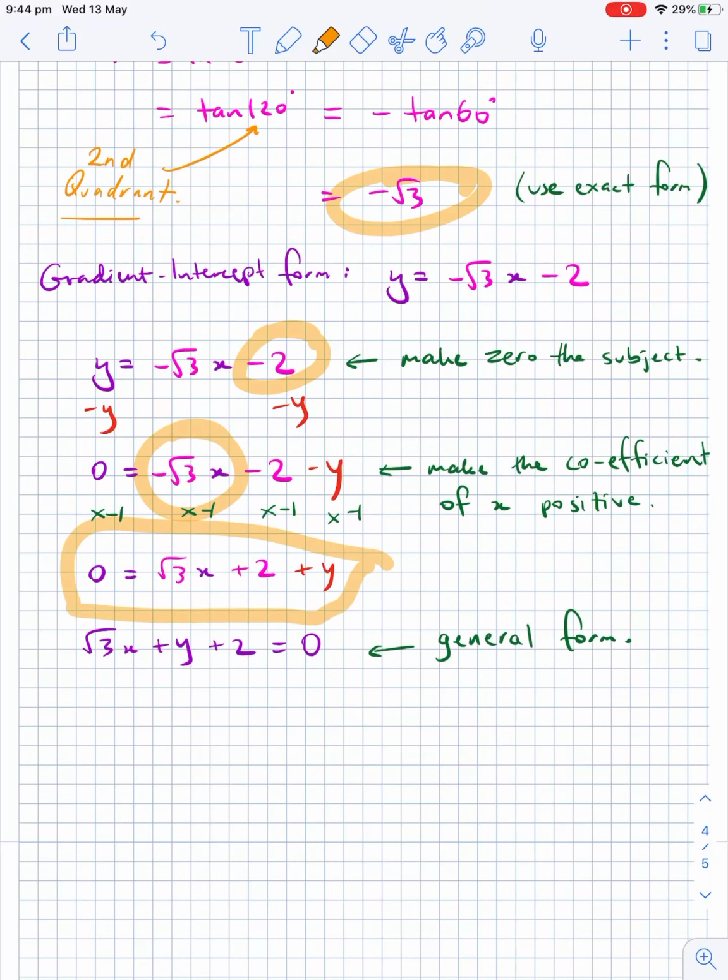Okay, we want to try and make this look a little bit nicer. We like to put the 0 on the right-hand side, and we like to have the x's go first, then the y's, and then the constants. So that is in perfect general form.